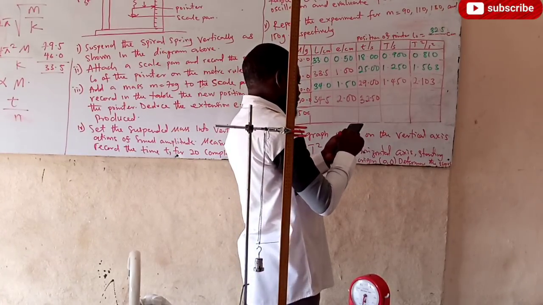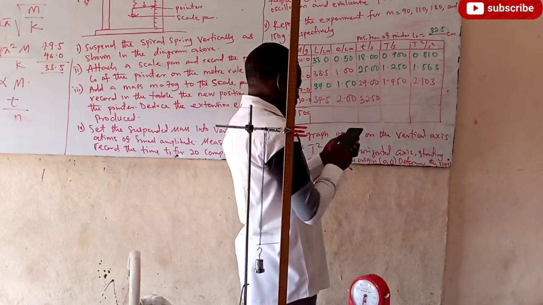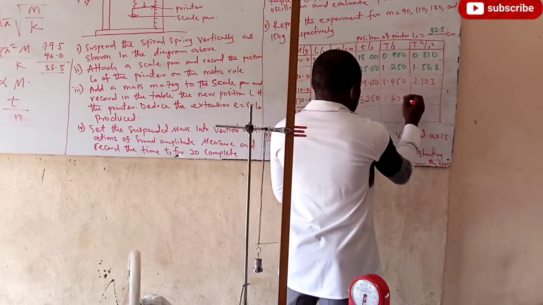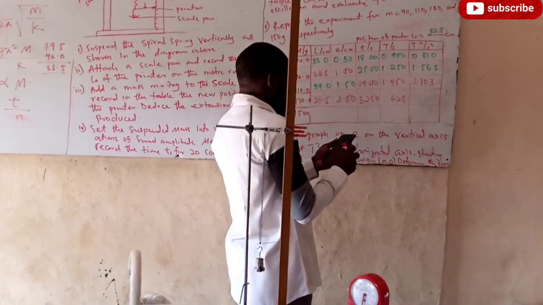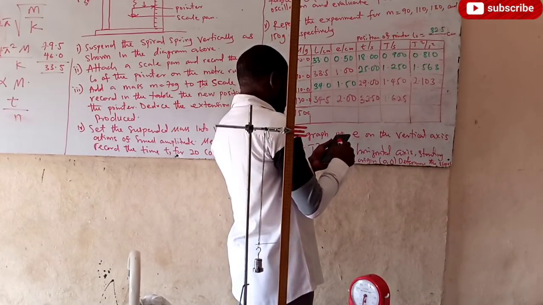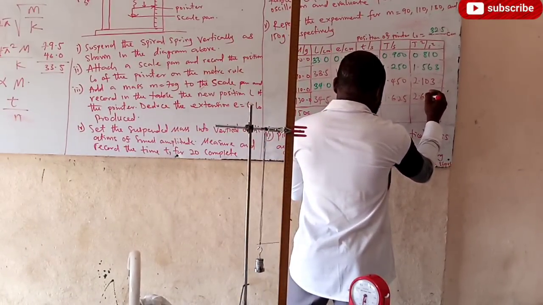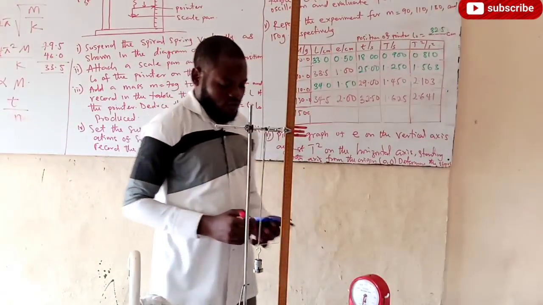32.5 divided by 20. So we have 1.625. So we'll square our result. What are we going to have? Okay, that's 2.641. Okay, so we move to the last one.